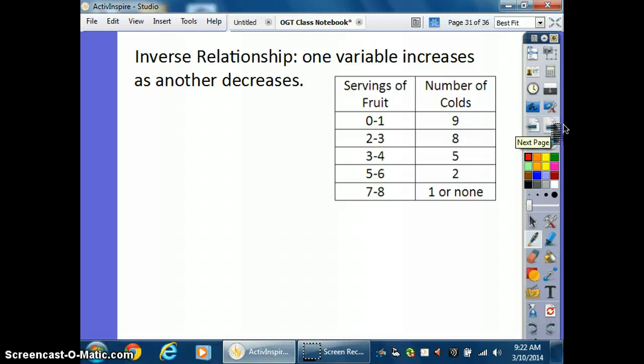Okay, another vocabulary thing that appears on the OGT a lot is called inverse relationship. What it means is as x is going up or down, the y is doing the opposite thing. So here we have our fruit. The numbers are going up, right? They're going up 0 to 1, 2 to 3, 3 to 4. It's going up. But notice that the y's are going down. This is called an inverse relationship or an inverse function.